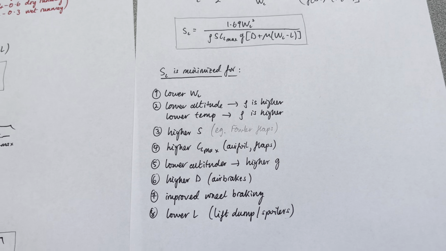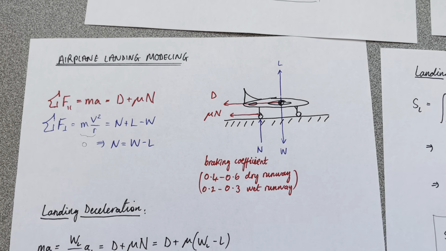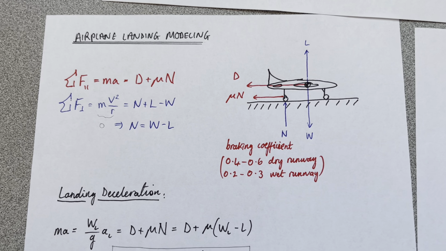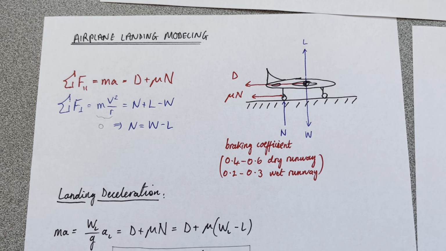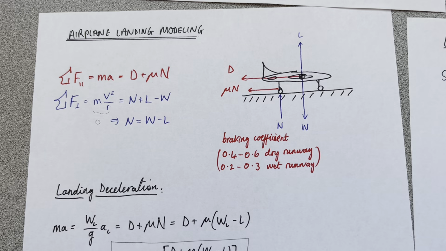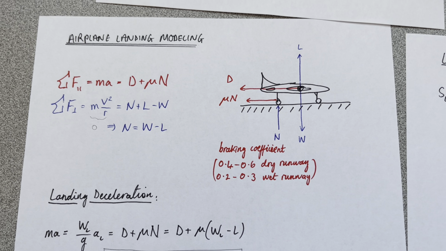So there we go, that's just a quick whiz through of how we model airplane landing distance. And in the final video of this little mini series, we'll have a look at some of the regulations specifically related to the rejected takeoff and how we figure that out.